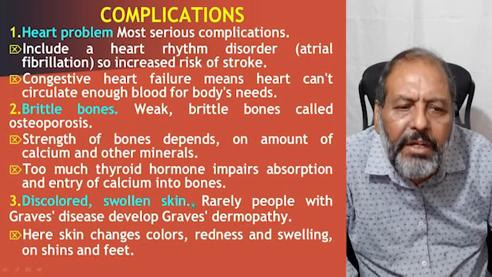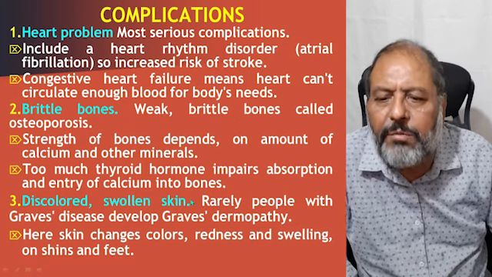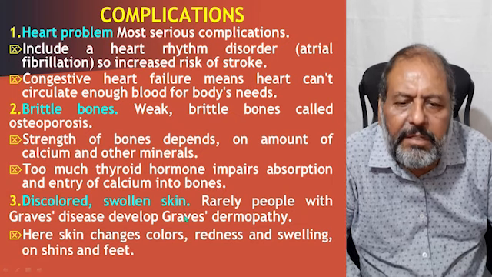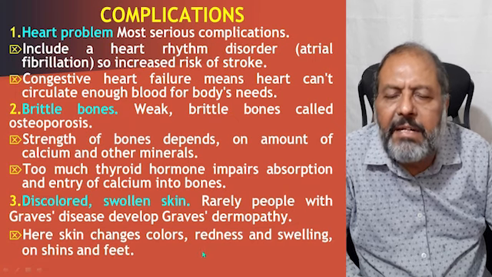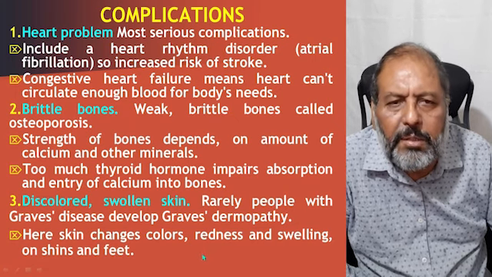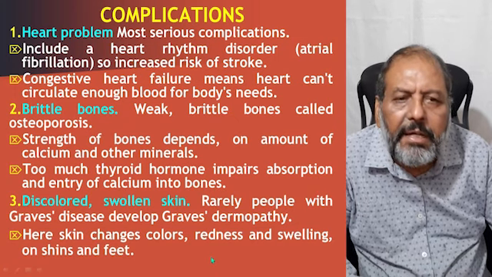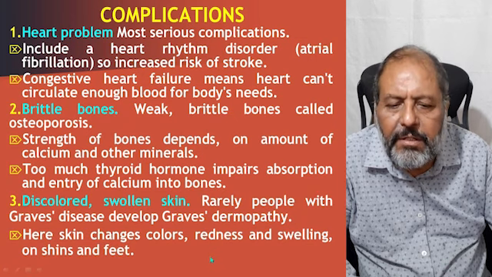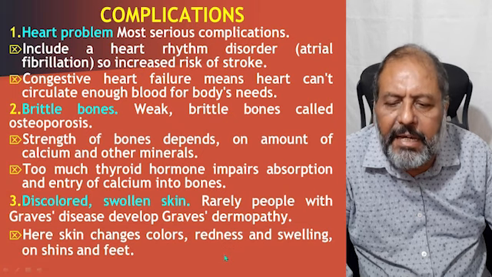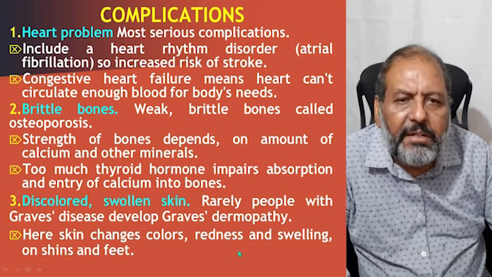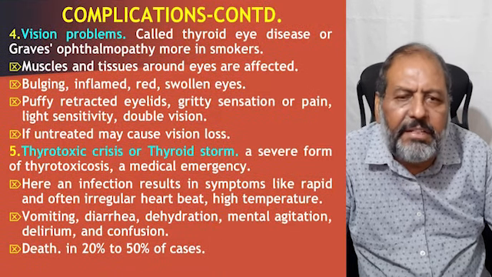Brittle bones, weak brittle bones called osteoporosis. The strength of the bone depends on the amount of calcium and other minerals inside the bone. Too much thyroid hormone impairs the absorption and entry of calcium into the bone, so the bone becomes brittle and osteoporotic. Discolored, swollen skin. Rarely, people with Graves' disease develop Graves' dermopathy. Here, the skin changes its color, with redness, and swelling on the shins of the legs and the feet is seen.